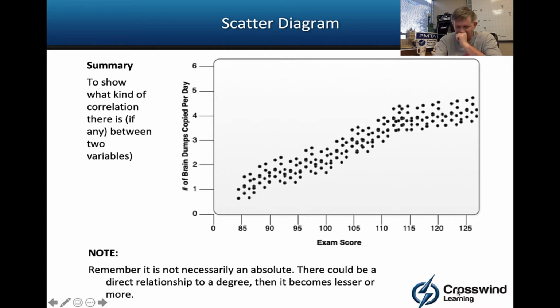Now, you could have the pattern go in the opposite direction. So from like 6 brain dumps a day and 0 on the exam, down to 1 brain dump a day and 125 on the test. Now, if it's going in that direction, yeah, don't watch my brain dump video. But that would imply there's a relationship as well. It's just going the opposite direction. If it's a random spatter of dots, it implies there's not necessarily a correlation between the two variables, if you will.